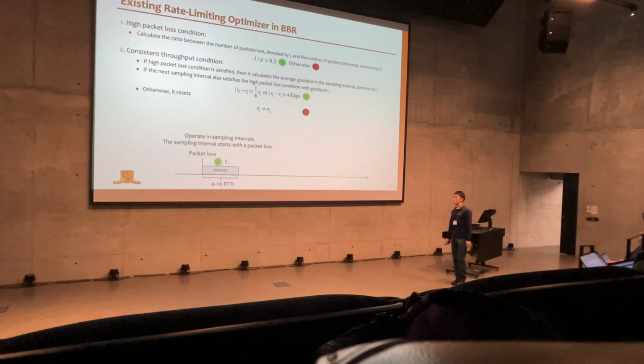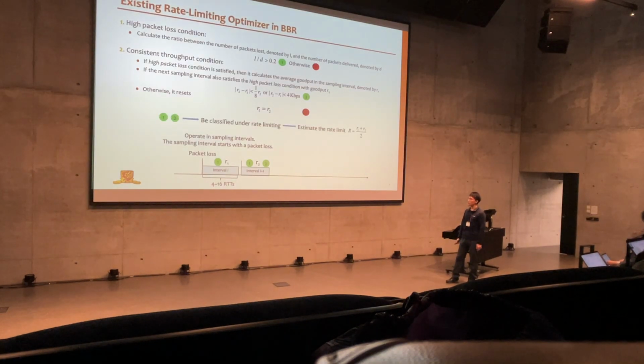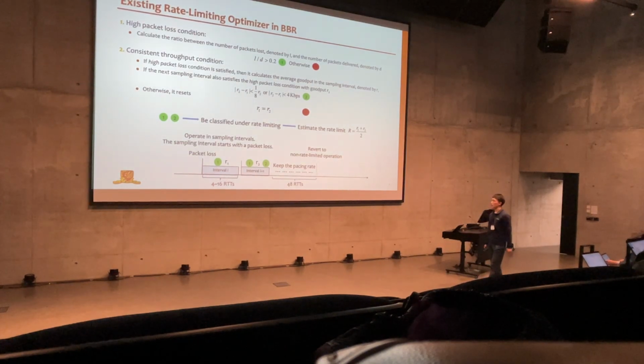The detection operates in sample intervals, and a sample interval starts with a packet loss. The length of the sample interval is larger than 4 RTT and smaller than 16 RTT. If two consecutive sample intervals satisfy the two conditions, then it thinks it detects rate limiting. So the flow is classified as rate-limited, and the rate limit is estimated by the average value of these two sample intervals. Then it keeps the pacing rate for 40 rounds, and at the end of the 40 rounds, it reverts to non-rate-limited operations and tries to detect rate limiting again, so this is a periodical process.